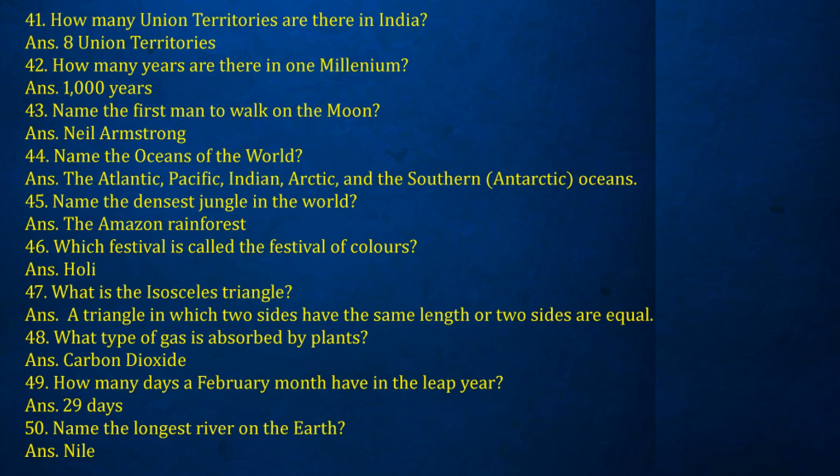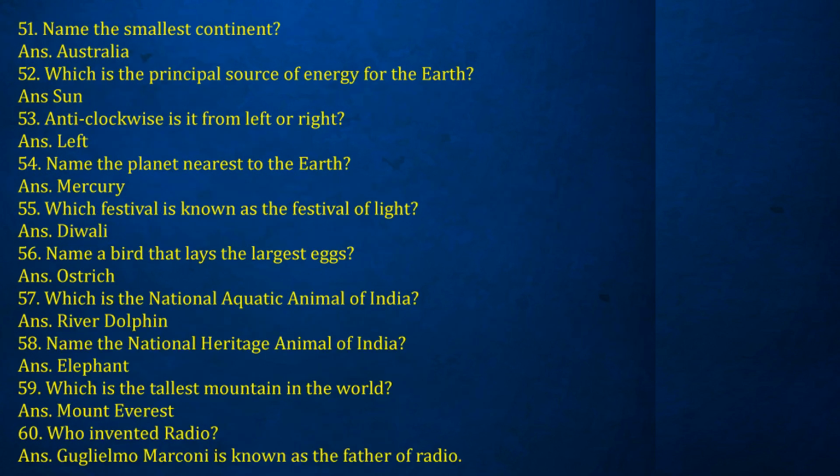48. What type of gas is absorbed by plants? Ans. Carbon dioxide. 49. How many days does February have in a leap year? Ans. 29 days. 50. Name the longest river on the earth. Ans. Nile. 51. Name the smallest continent. Ans. Australia. 52. Which is the principal source of energy for the earth?